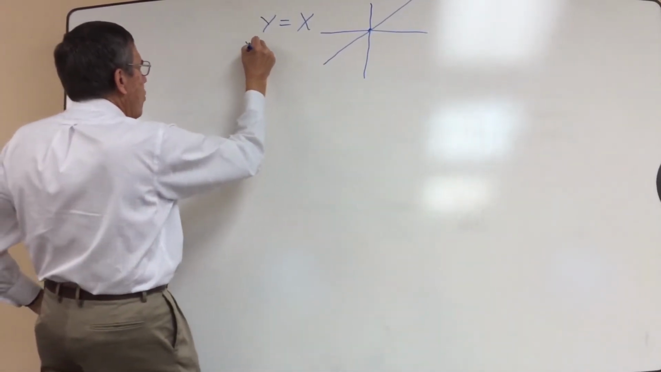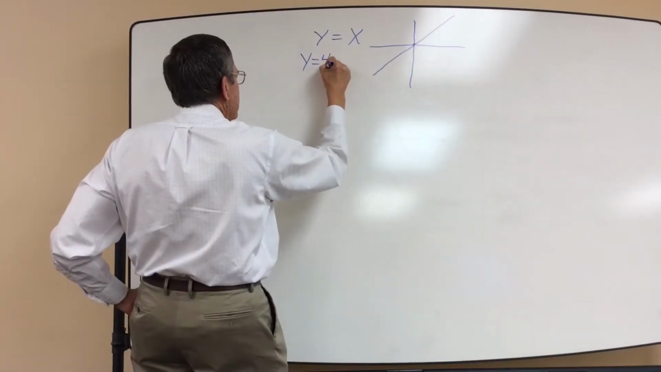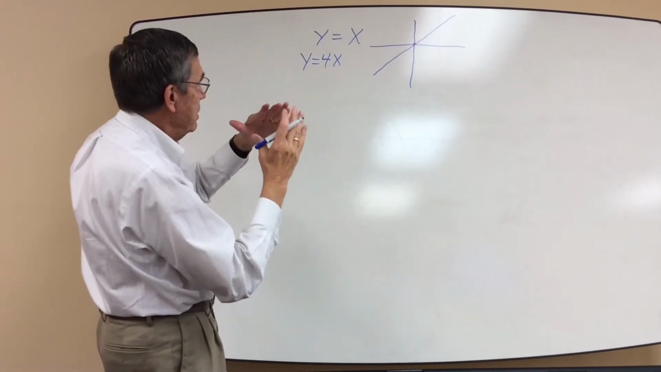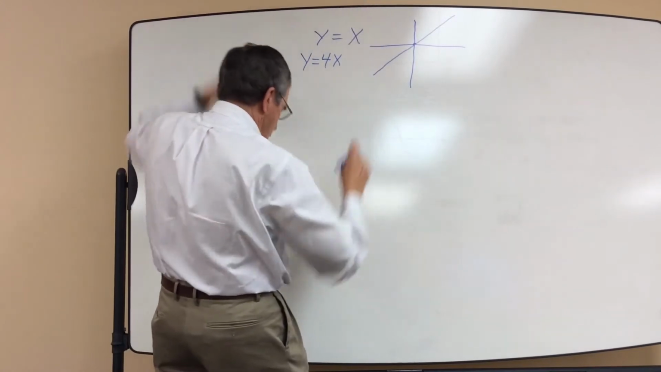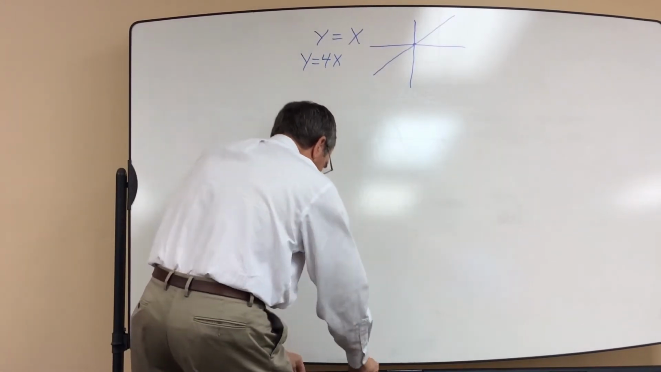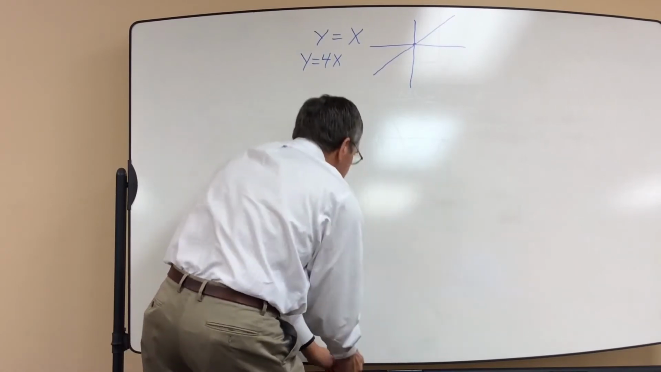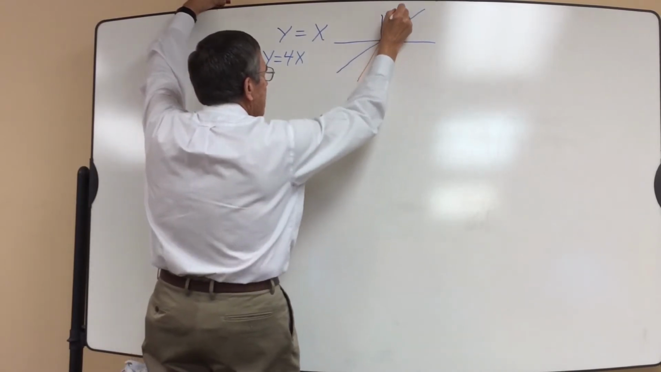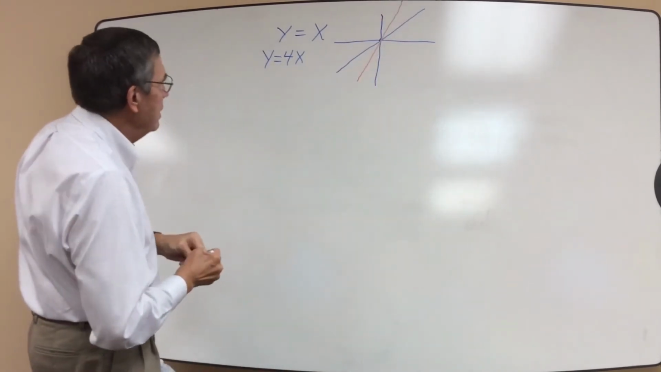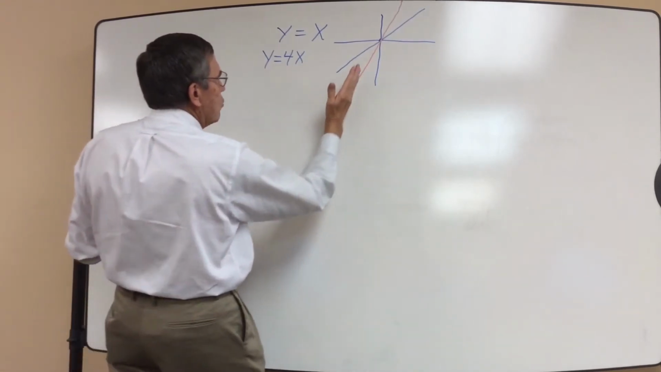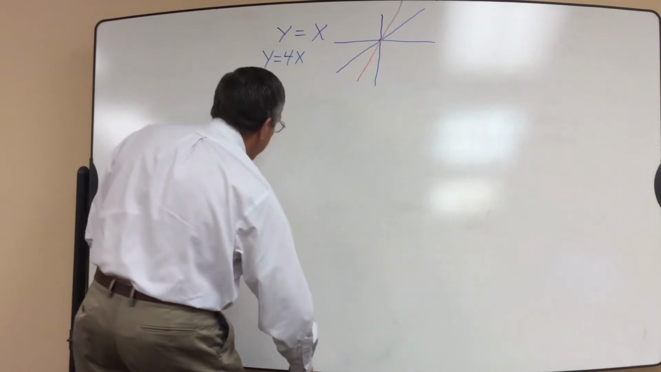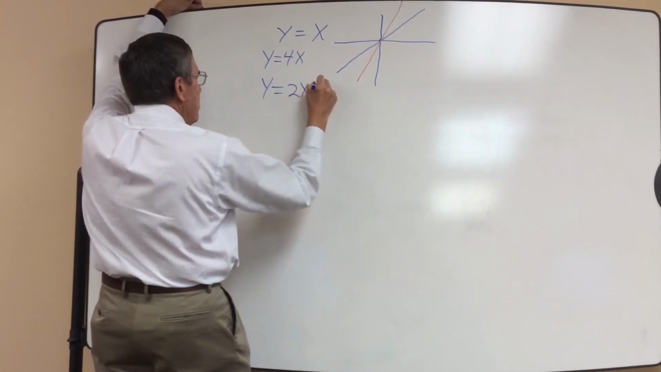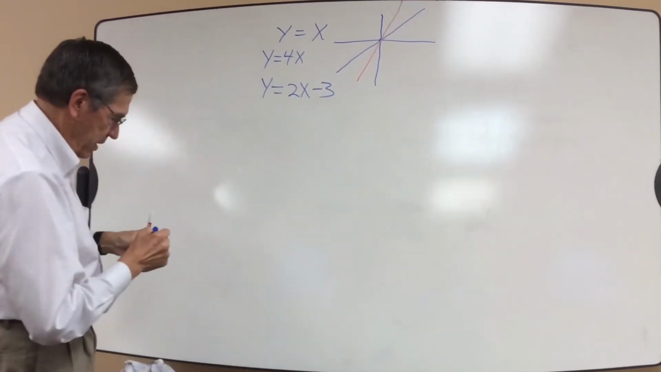Now if I would change that to y equals 4x, keeping this as my frame of reference, 4x means I go out 1, go up 4. So what that would result in is a function that's much steeper, like that. So this would be the y equals 4x going up much more rapidly. What if I had y equals 2x minus 3?